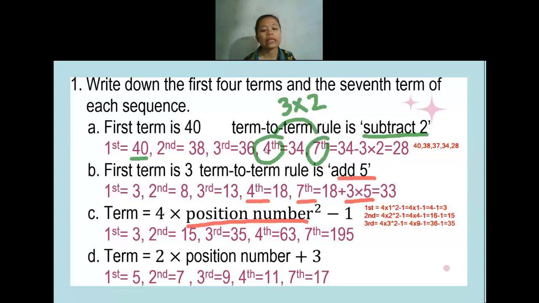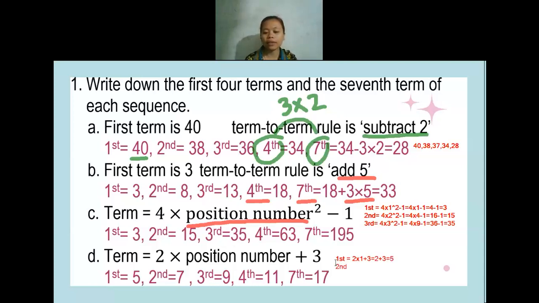For question D, we also have the position to term rule, which is 2 times position number plus 3. The position number, we replace it with whatever term we are going to find. I will just give you an example for the first and the second. If it is the first term, it will be 2 times 1 plus 3. With multiplication and addition, we do the multiplication first. So 2 plus 3, which is equal to 5.